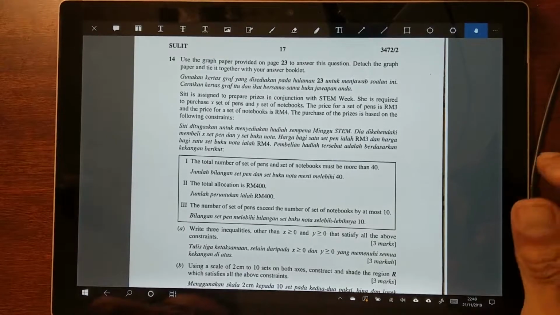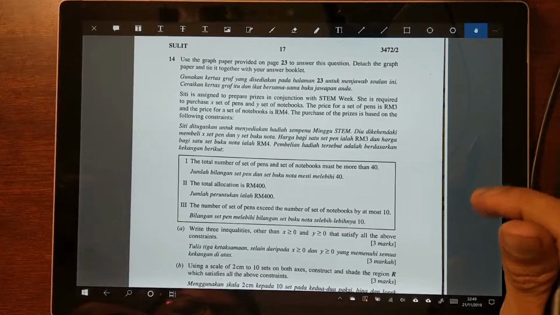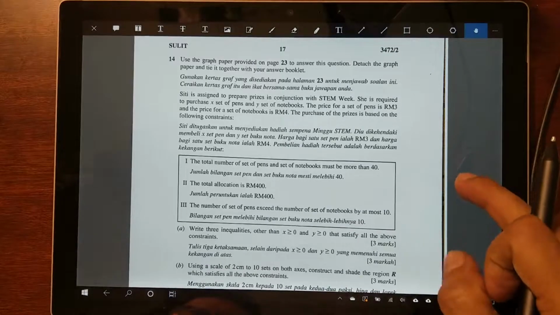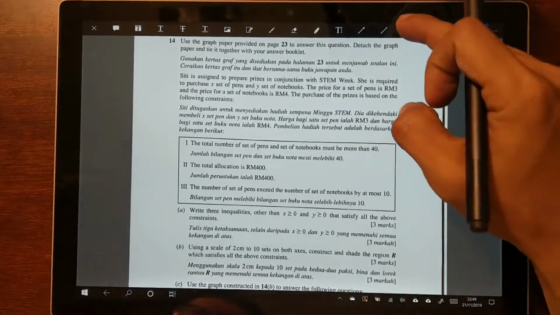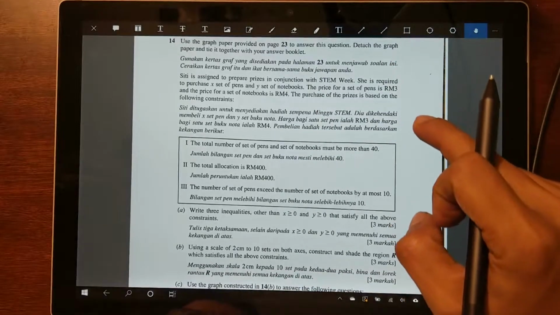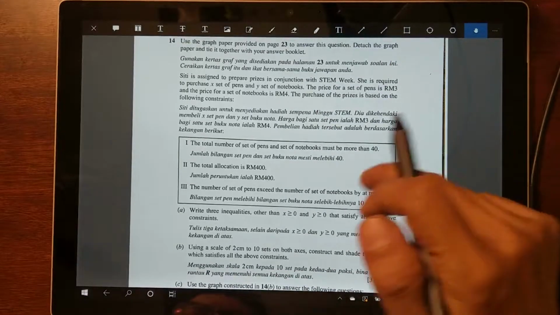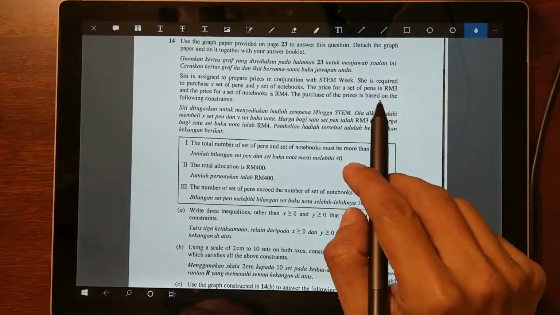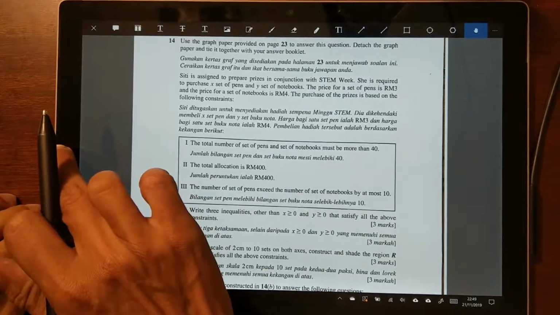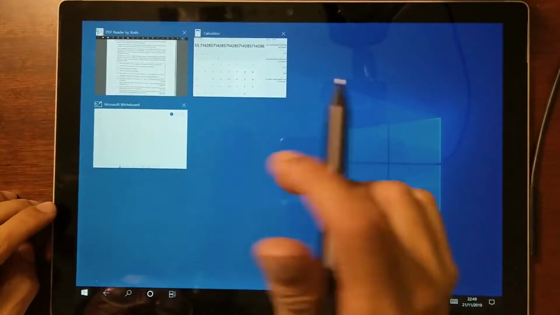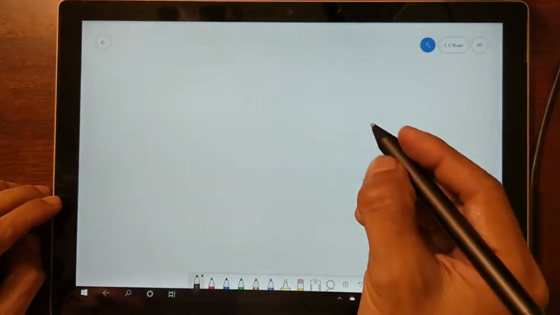So this is question 14 of the SPM 2019 Maths Paper 2. We're supposed to use graph paper to answer this question, so detach the graph paper. Okay, so this is a linear programming question. Preparing prizes, and you've got x sets of pens and y sets of notebooks. Okay, let's try that. So here we go.